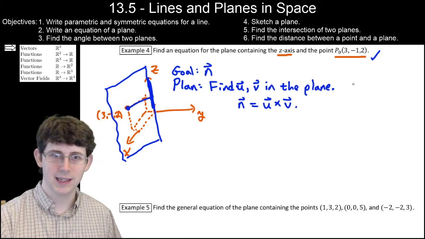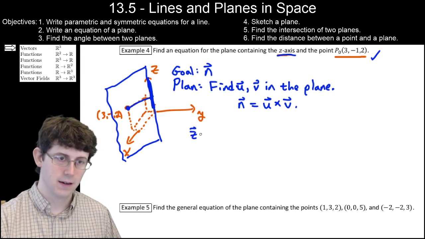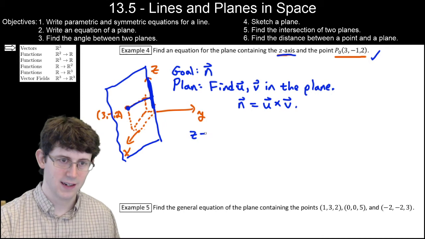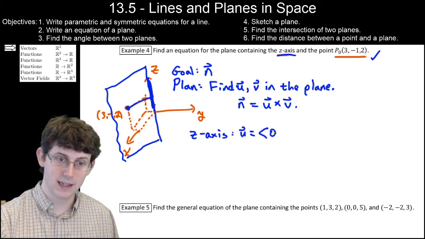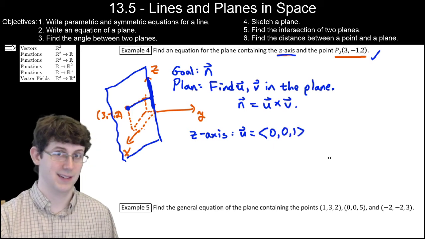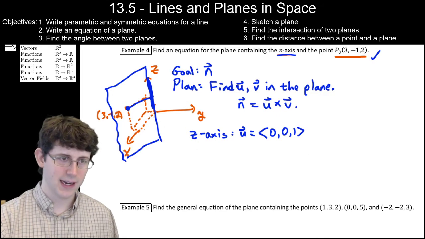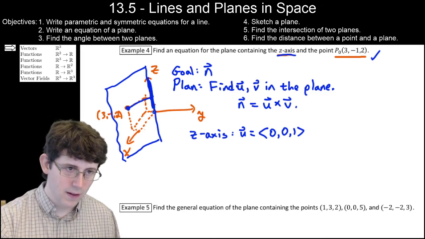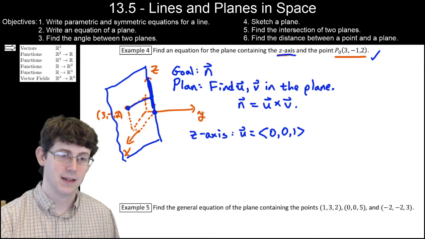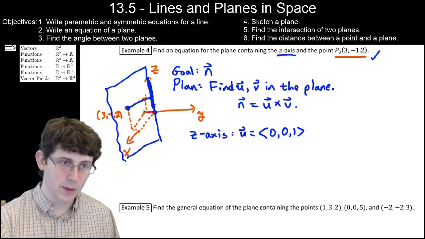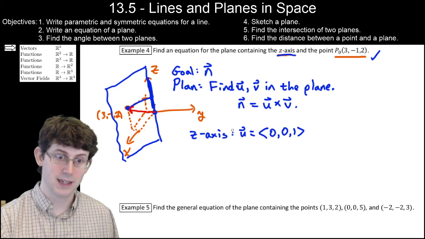One vector in the plane is, well, the z-axis has a vector attached to it. Whoa, z is not a vector. The z-axis tells you that one vector that's in the plane is the one that points in the direction of the z-axis. What else? Well, we've also got this point in the plane, the origin, and this point in the plane. So here's another vector that's in the plane, the vector that goes from the origin to this point.